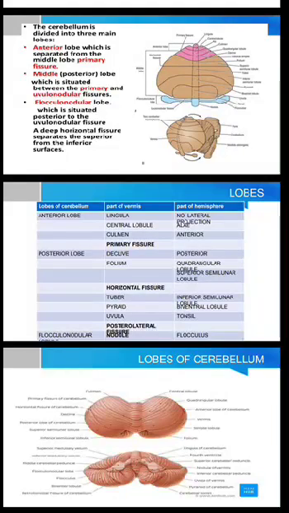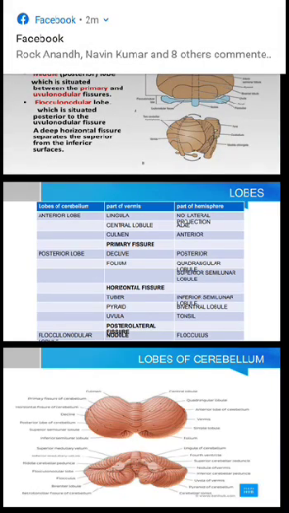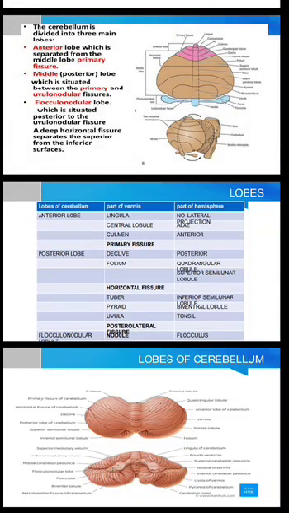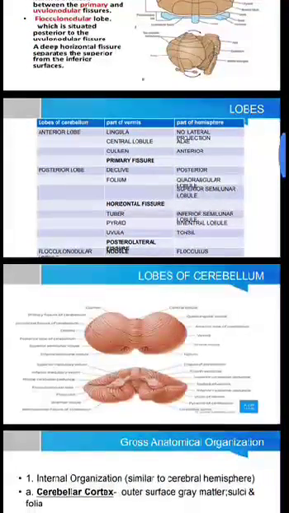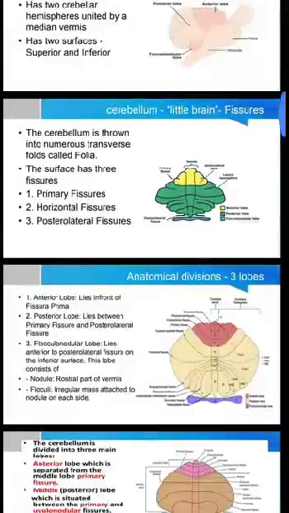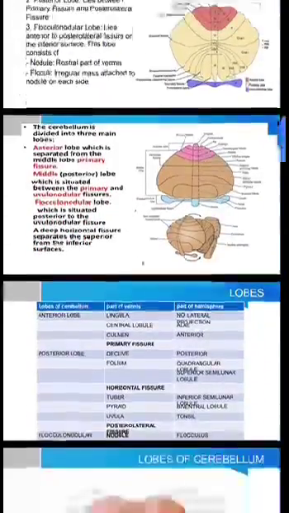The anterior lobe has the lingula, central lobule and culmen as parts of the vermis. The part of the hemisphere has no lateral projection. Then coming to the primary fissure, it separates the lobes as we saw. The primary fissure lies in front of the posterior lobe.